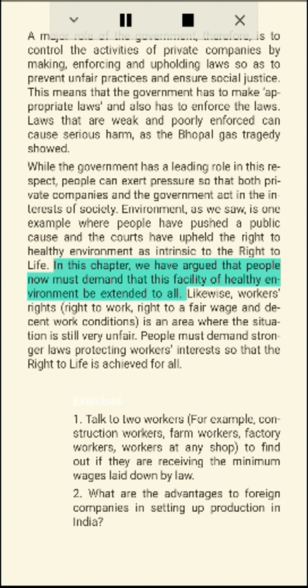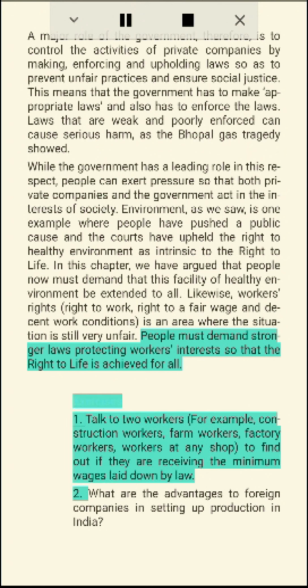In this chapter, we have argued that people now must demand that this facility of healthy environment be extended to all. Likewise, workers' rights, right to work, right to a fair wage and decent work conditions, is an area where the situation is still very unfair. People must demand stronger laws protecting workers' interests so that the right to life is achieved for all.